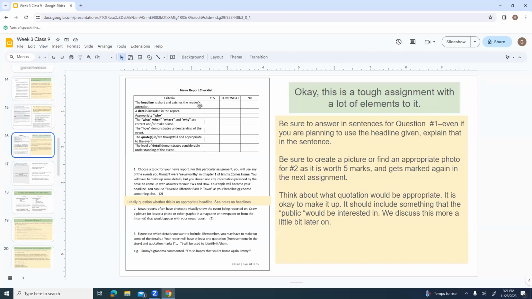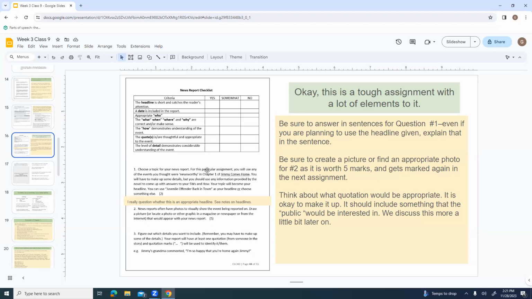The headline is short and catches the reader's attention. A date is included in the report. You've told who. The what, when, where, and why are correct and they make sense. The how demonstrates understanding of the event. That might not be in the lead. It might kind of come a little bit afterward. The quotes are thoughtful and appropriate to the event. The level of detail demonstrates considerable understanding of the event.